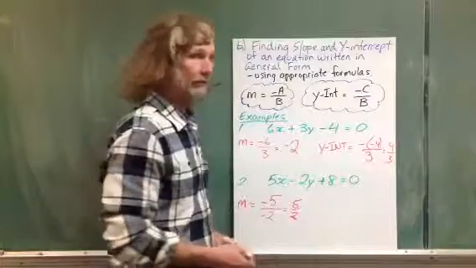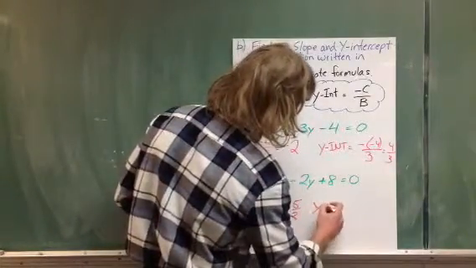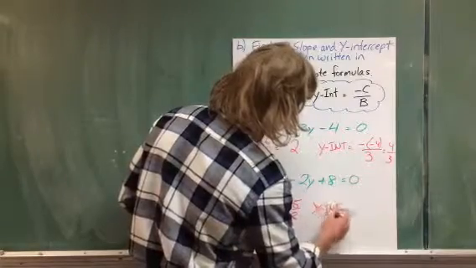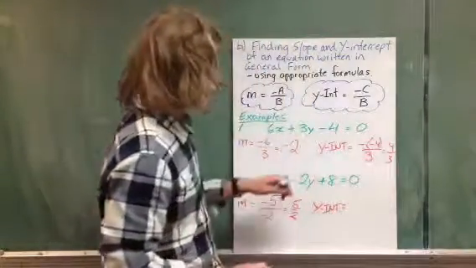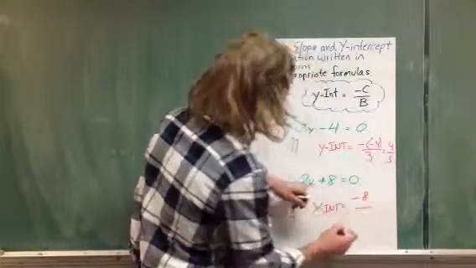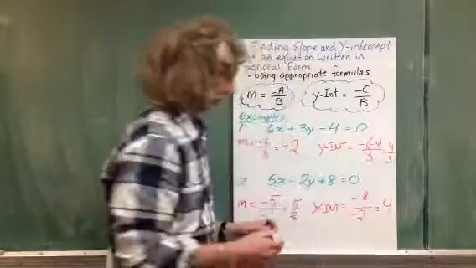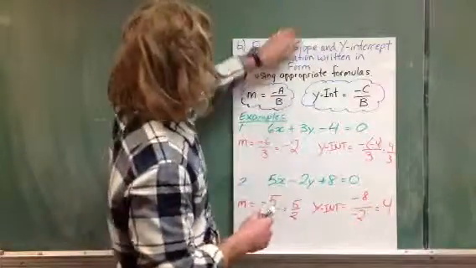Or 2 1/2, or 2.5. Okay, my y-intercept is negative c over b, so that would be negative 8 over b, which is negative 2. Answer, positive 4. It's just that simple.